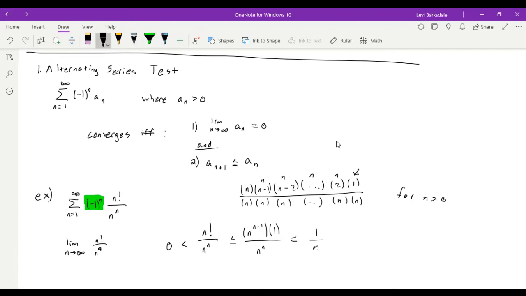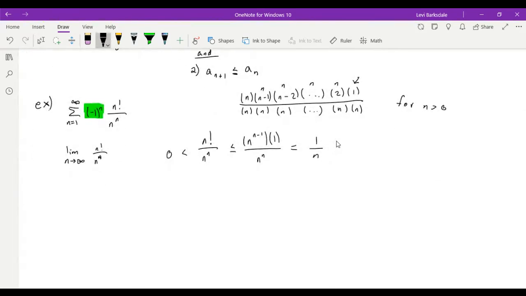Well, then I can take the limit and say that my limit as n approaches infinity of n factorial over n to the nth has to be smaller than my limit as n approaches infinity of 1 over n, because n factorial over n to the nth is smaller than 1 over n. And this limit is, of course, 0, and because n factorial over n to the nth is always positive, well, this limit would also have to go to 0. So the first condition for our alternating series test is satisfied.